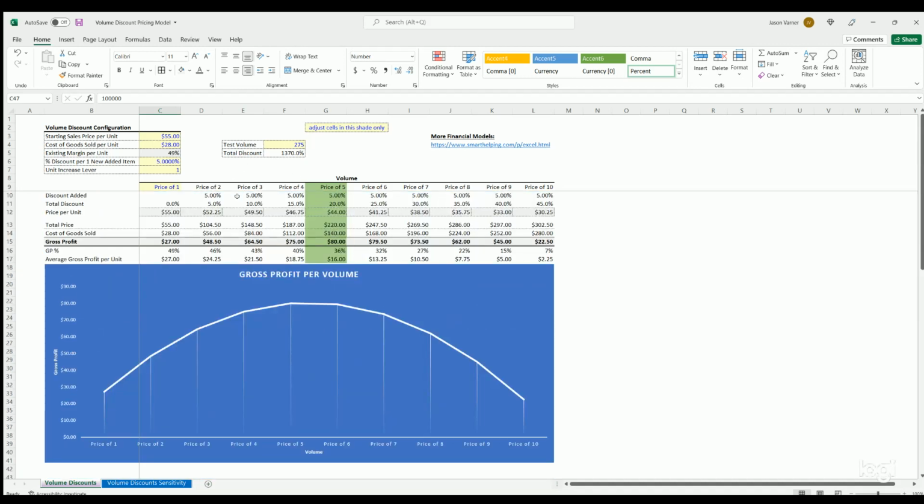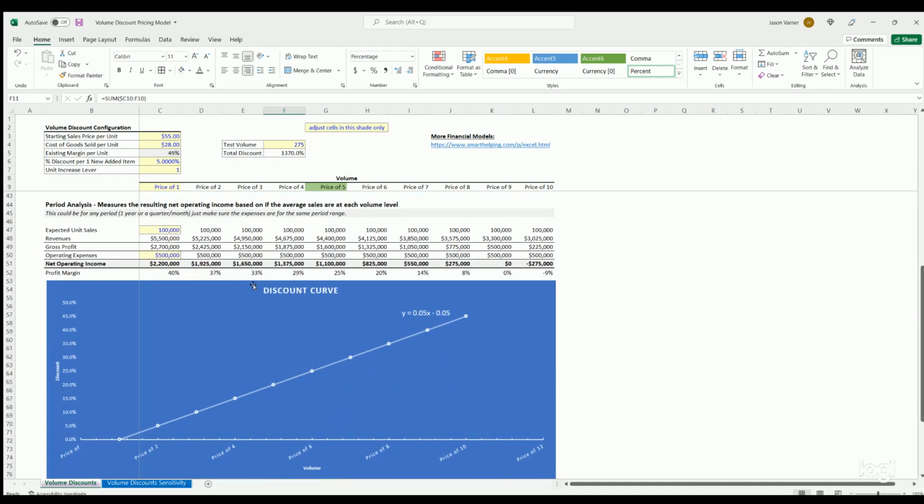So if you think your average sale is going to be somewhere around 3 or 4 in this case, so somewhere around this discount range, then if you made 100,000 unit sales at that average price, you can see your revenues, gross profit, resulting operating expenses, which is the input, and then your net operating income is here.